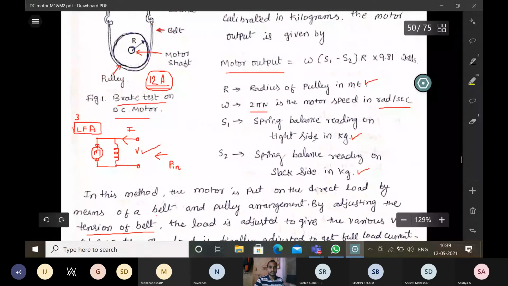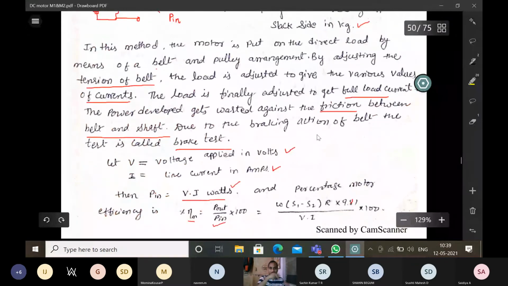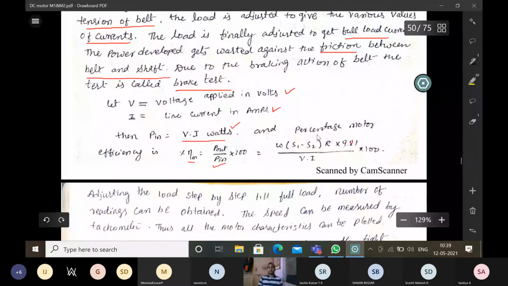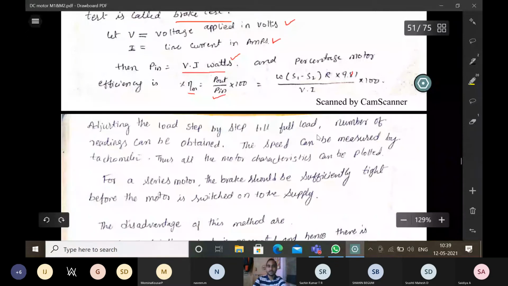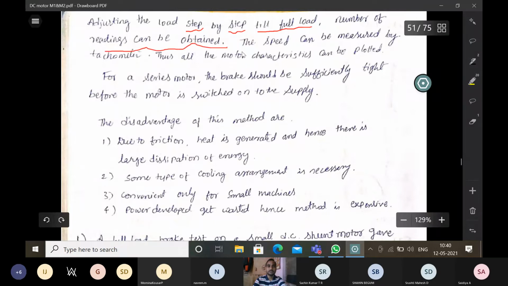All of you got this? So what happened here? We adjust the load step by step. You cannot put a full load directly. It is increased in steps until the full load current is reached, and a number of readings can be obtained. The speed can be measured using the tachometer. Whenever the load increases, the speed also decreases, right?